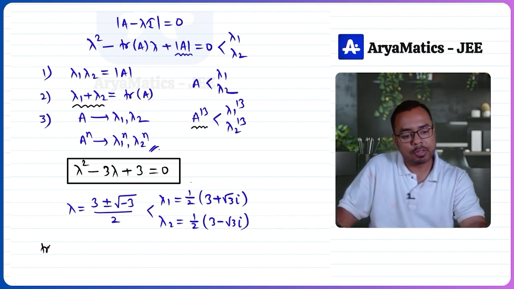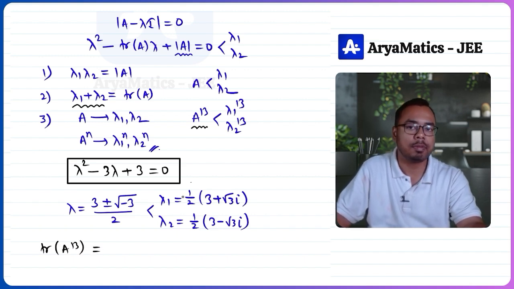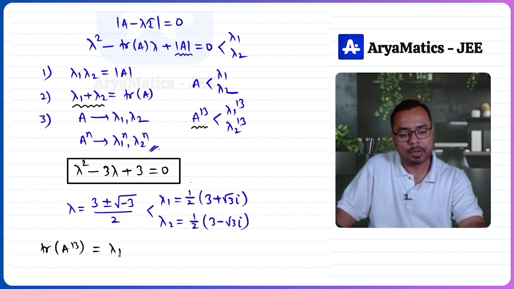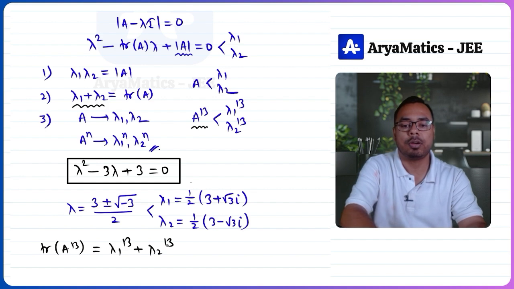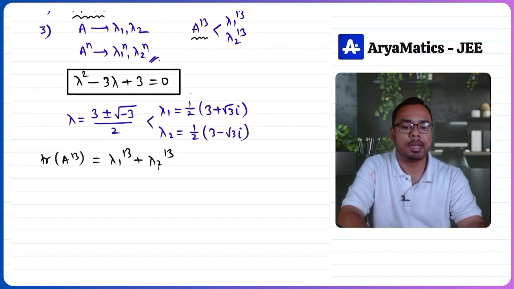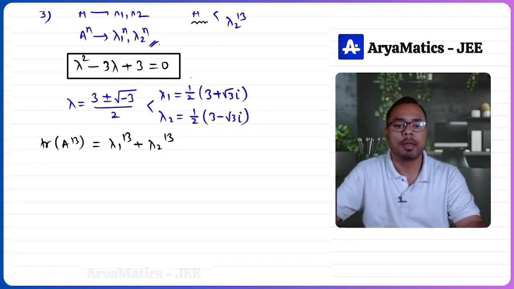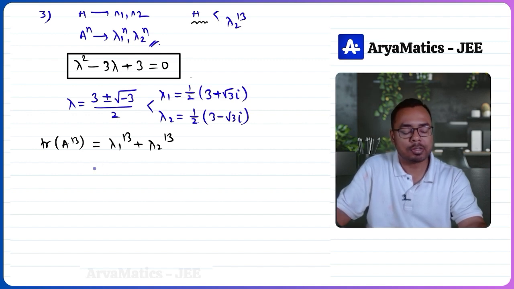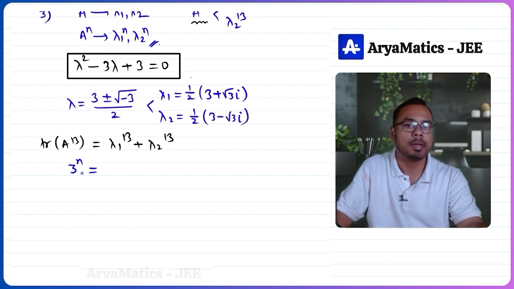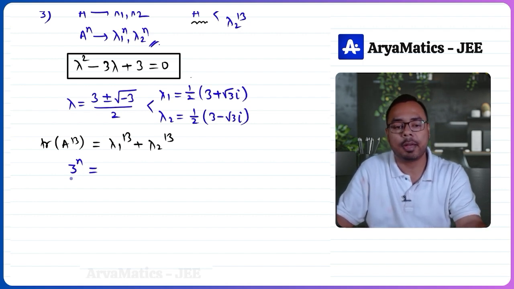So now trace of this matrix A raised to 13 will be nothing but sum of eigenvalues of A raised to 13. And for A raised to 13, eigenvalues are lambda 1 raised to 13 and lambda 2 raised to 13. So now basically we have to calculate this sum and then we'll get trace of matrix A raised to 13. Also this is given as 3 raised to n. So by comparing, we'll find the value of n.